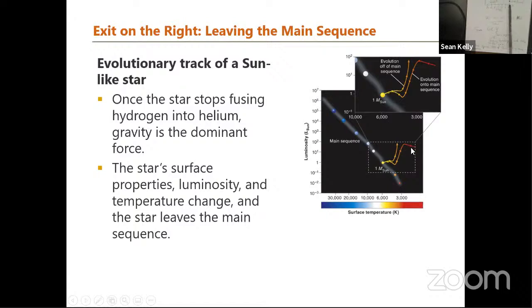So getting to the main sequence and leaving the main sequence is all about your mass. The more mass you have, the faster you can collapse and get to the main sequence, and then the faster you leave the main sequence and die. Everything about a star's life and death has to do with its mass.